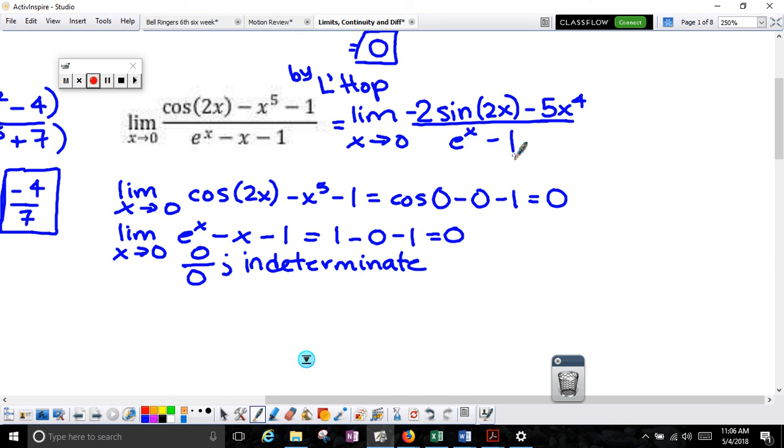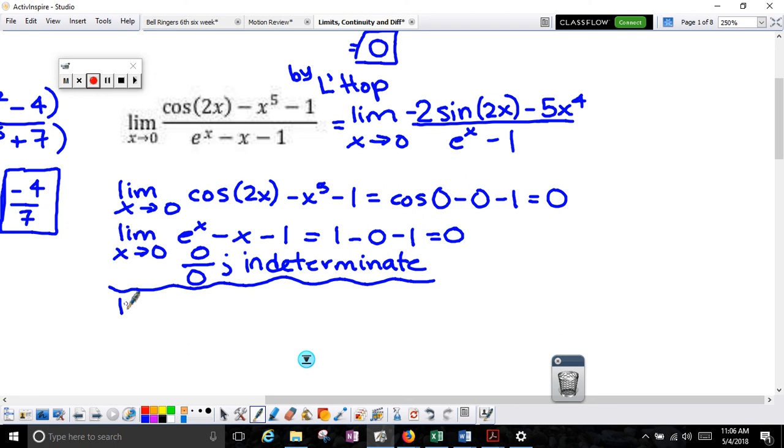Let's mentally plug in and see if we now have a determinate form. Well, in the numerator, sine of 0 would be 0. I would also get a 0 here, so I have a 0 in the numerator. In the denominator, I have e to the 0 minus 1. So e to the 0 is 1 minus 1 is 0. So I have another indeterminate form.